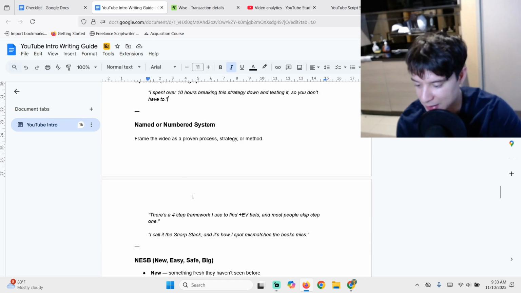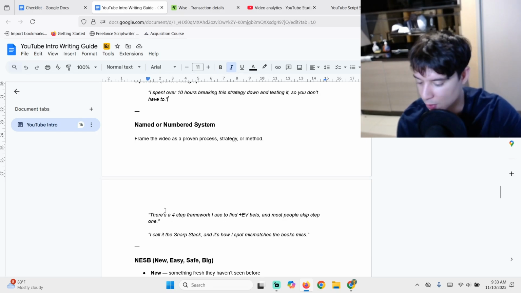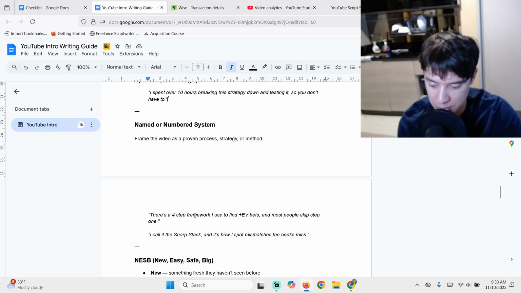Then we have named or numbered systems. So this is where you frame the video as a proven process or strategy. So people usually say, there's a 4-step framework I use to find plus EV bets, and most people skip step 1. Or you can even give it a name. If you don't want to do a numbered system, you can do a name system like the Sharp Stack, and it's how I spot mismatches that the books miss.